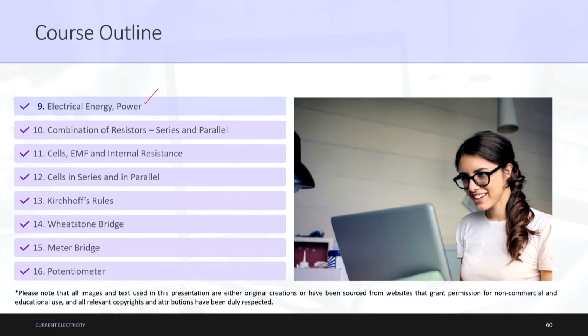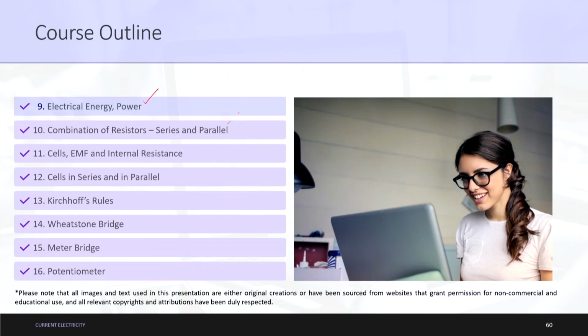But we cannot use that high voltage supply in our homes, so it has to go through a transformer which reduces its voltage from a high voltage to a low voltage, as in 230 volts or 440 volts, which can be directly used in our home appliances. Okay. So, this was the ninth concept in which we understood electrical energy and power.